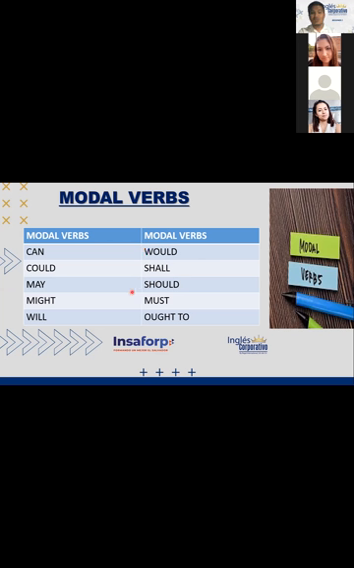Okay, so should significa como debería. Por ejemplo, si yo te digo, you should do your homework, deberías hacer tu tarea. Must, cuando utilizo must, es que yo te estoy diciendo algo obligatorio. Eso significa tener que. Si yo te digo, you must do your homework, tienes que hacer tu tarea. Es mandatorio. Mandatory, okay? And ought to es un sinónimo de should.